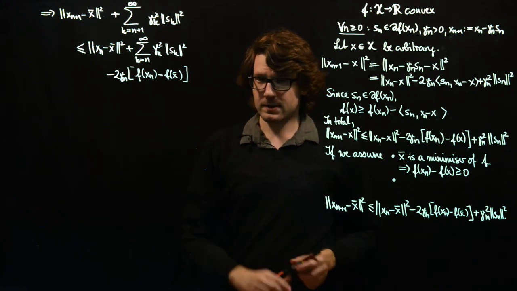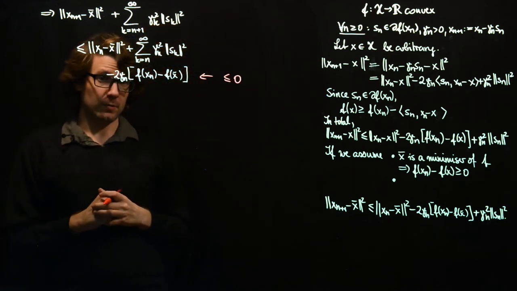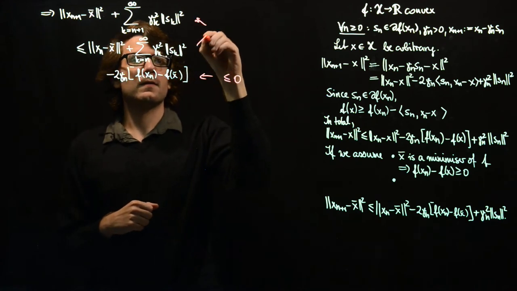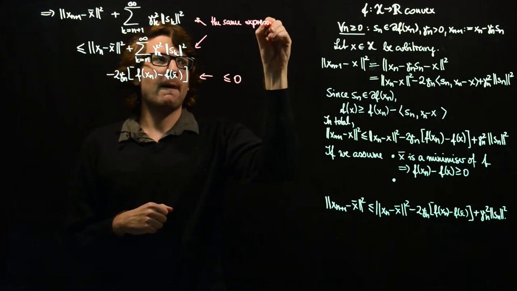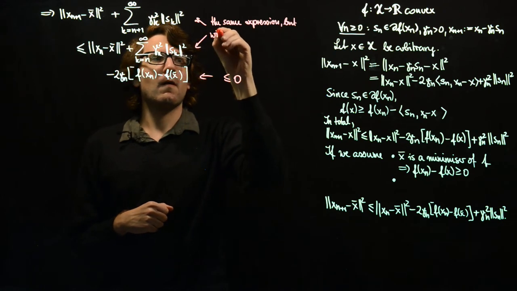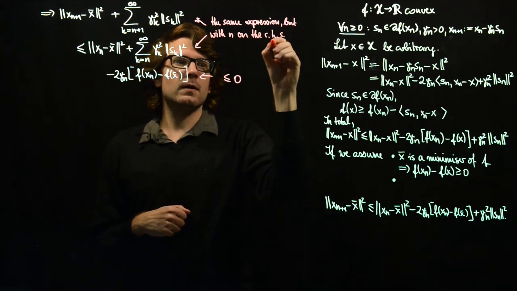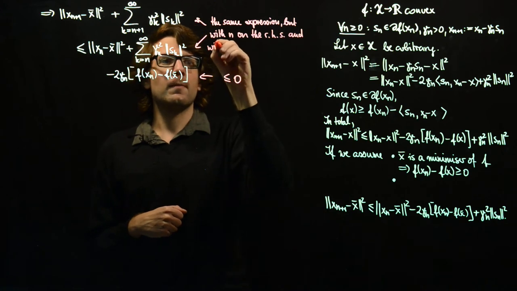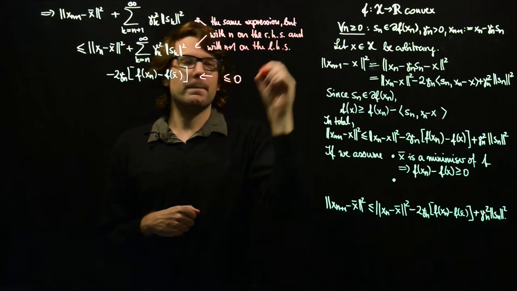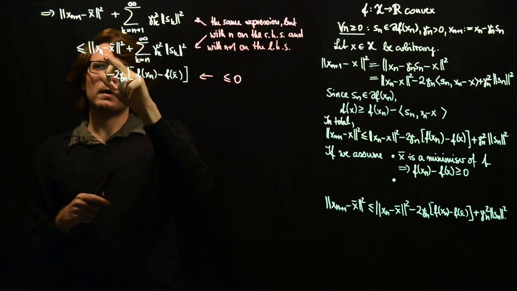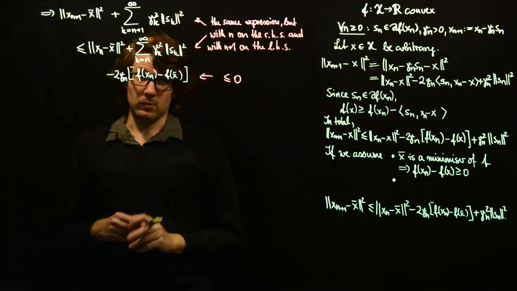And what we have here is non-positive, and this is the same expression, but with n on the right-hand side and with n plus 1 on the left-hand side. So you see n appears twice, and both times you replace it by n plus 1. Okay, so what do we see now?